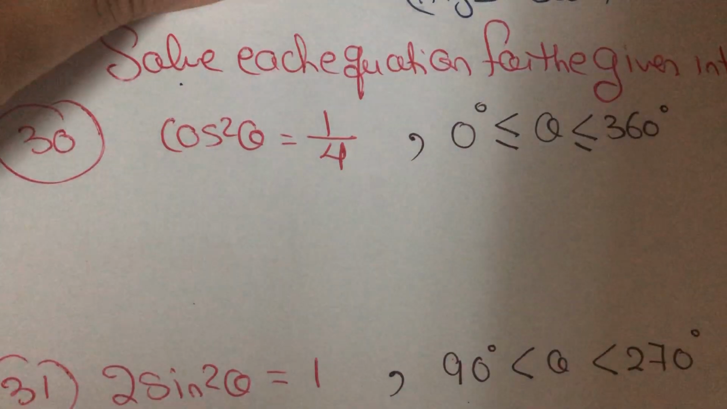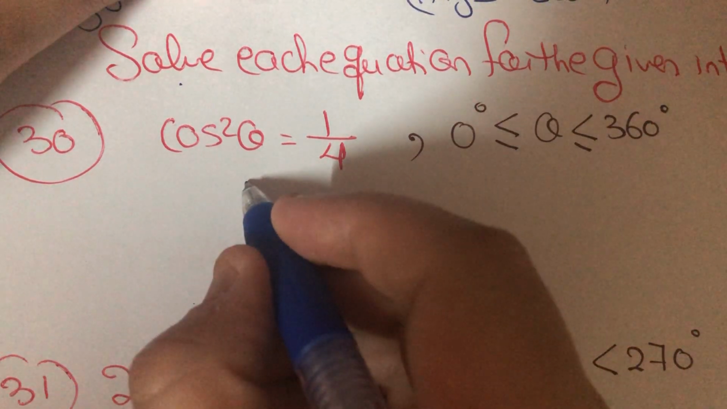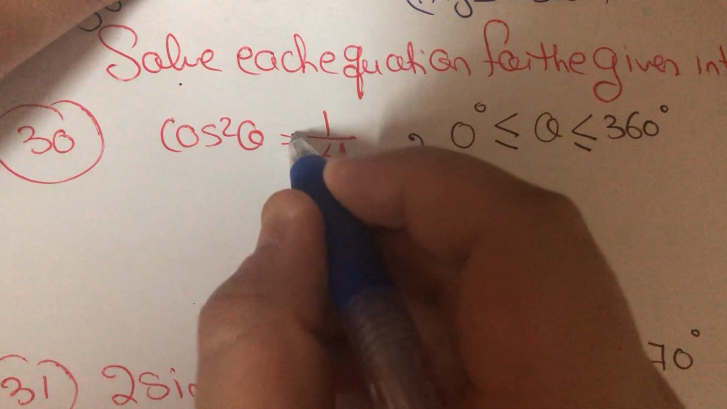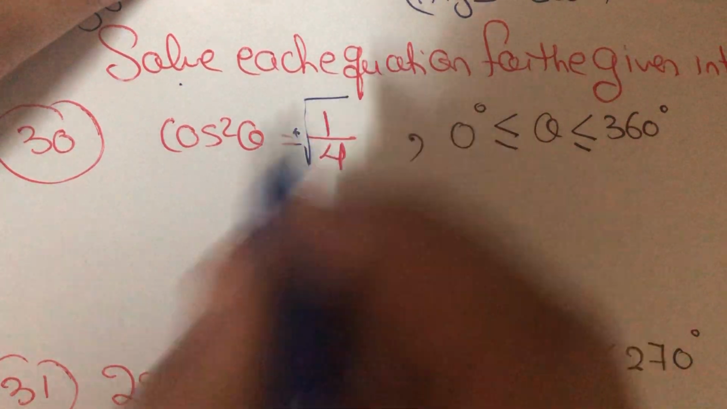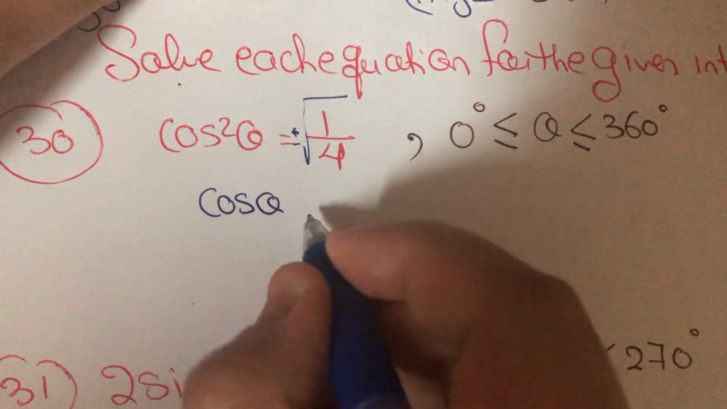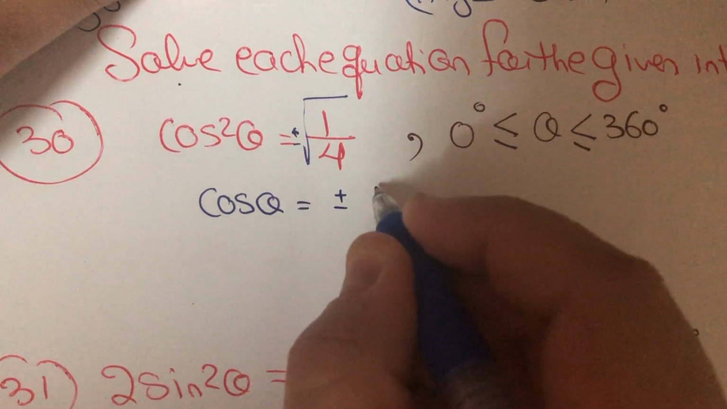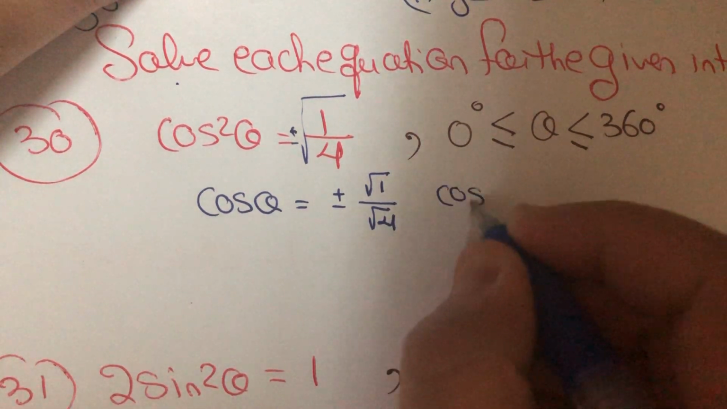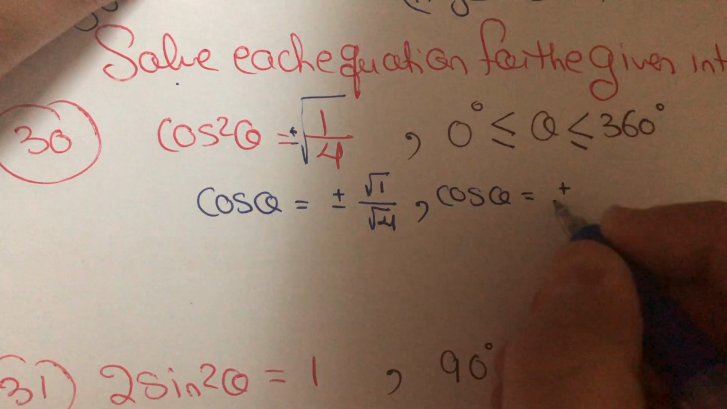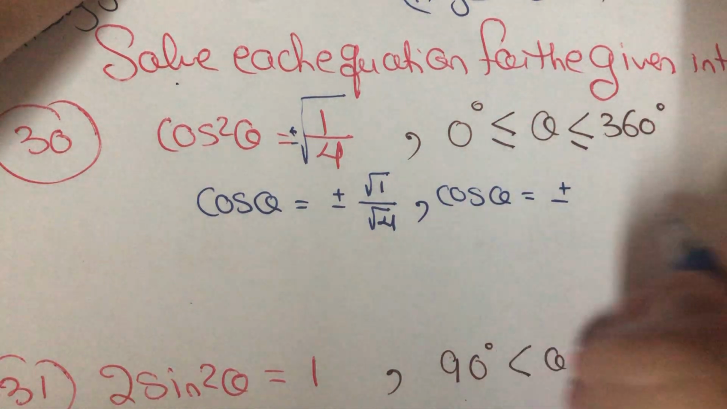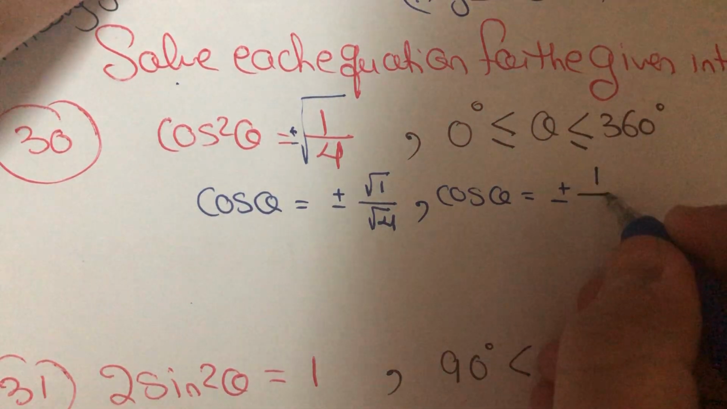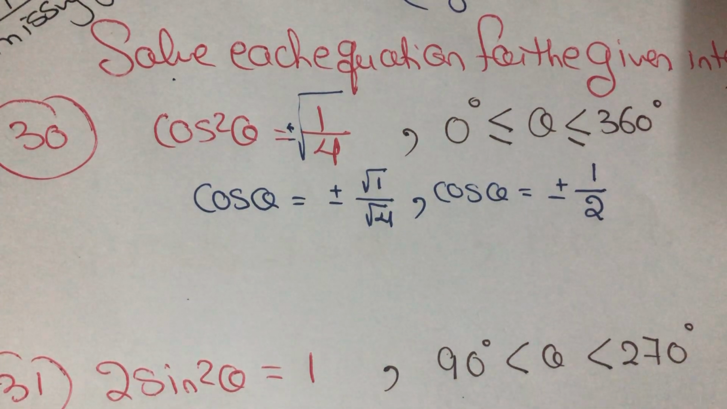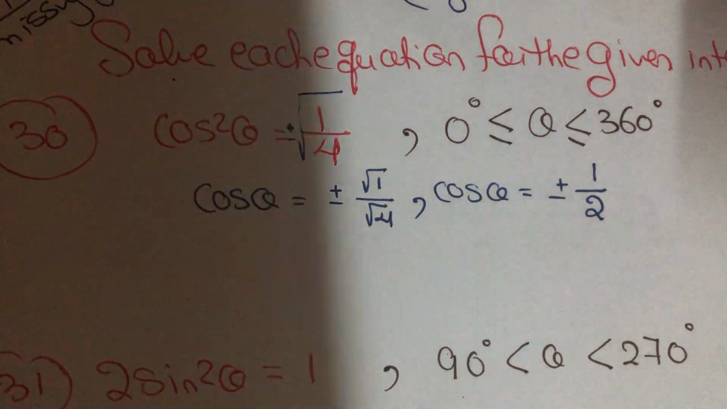Over here I want cosine theta, not cosine squared theta, so I would take the root, plus or minus, rooting this side to get cosine theta. So cosine theta is plus or minus root of 1 over root of 4, or cosine theta is equal to plus or minus, don't forget the plus and minus because we are solving, 1 over 2. You will need to ask yourself, when is cosine equal to half? Half or negative half.